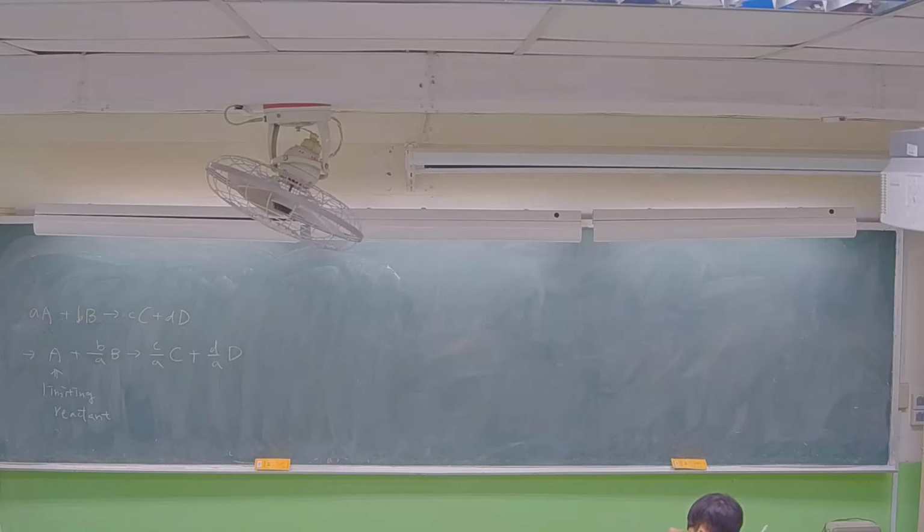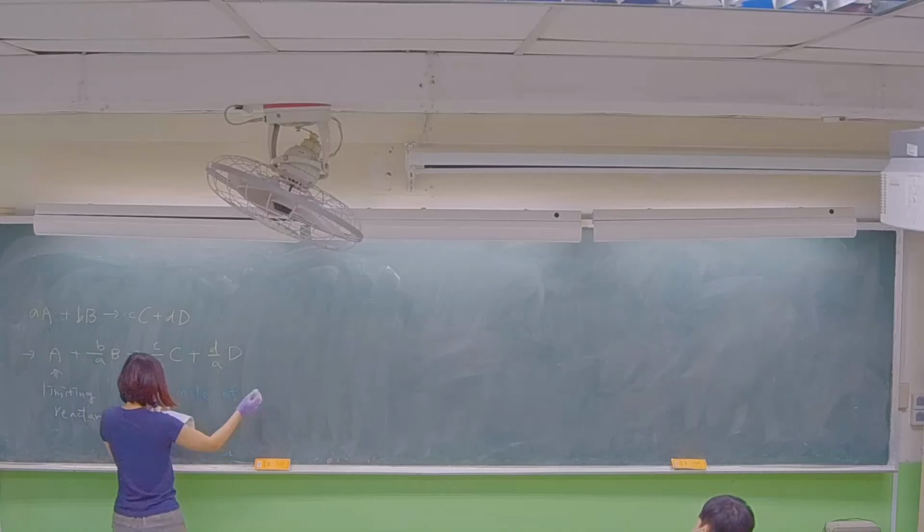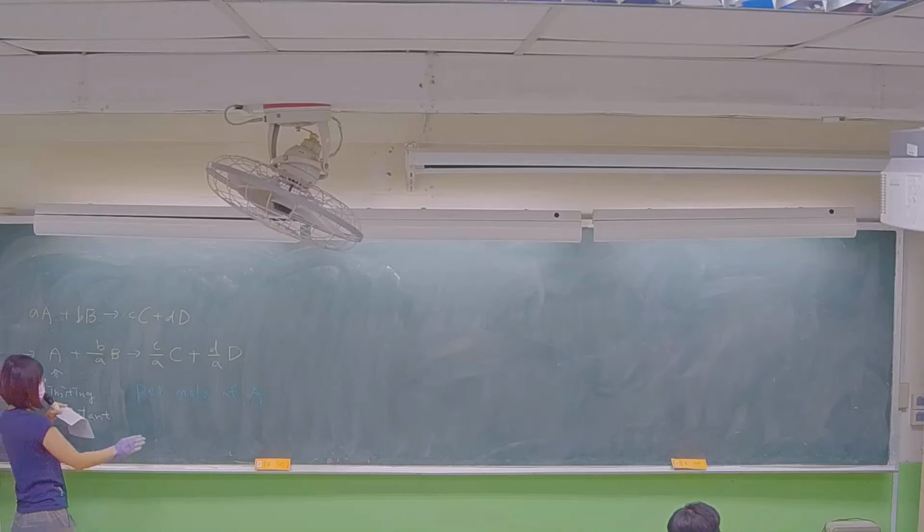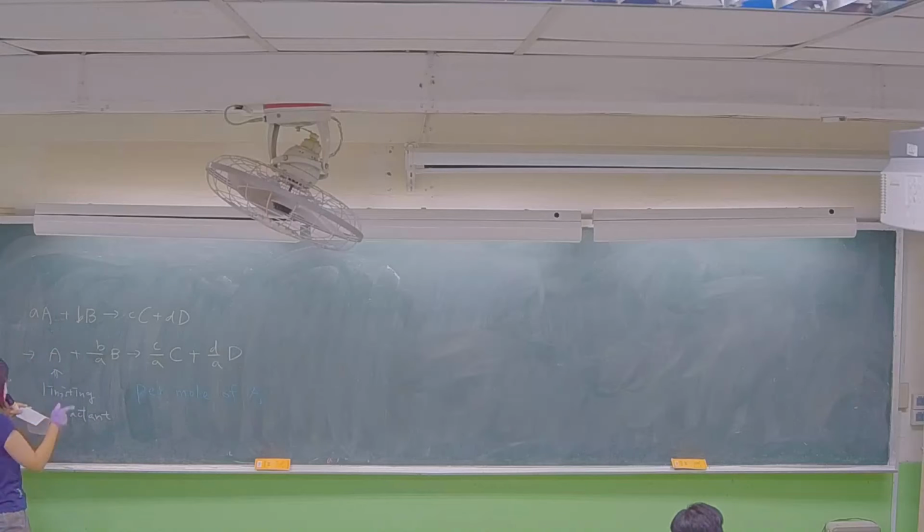So when you do this, every quantity is on the basis of per mole of A, right? Because the coefficient of A is 1. So in this chemical reaction, every quantity is based on per mole of A, and it is suggested that you have a limiting reactant as A.